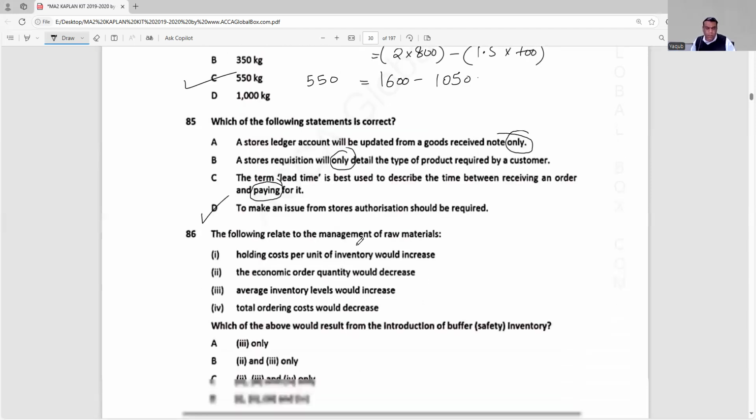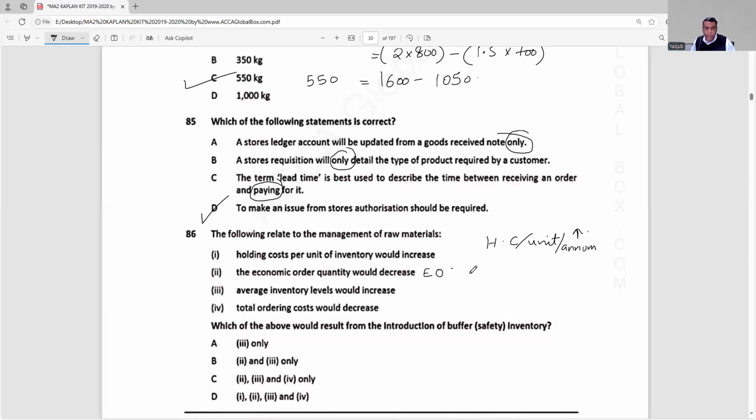The following relates to the management of raw material. Holding cost per unit of inventory would increase. So if holding cost per unit is rising, EOQ would decrease. If we have increasing holding cost per unit per annum, it is basically the denominator. An increase in the denominator reduces the final answer.